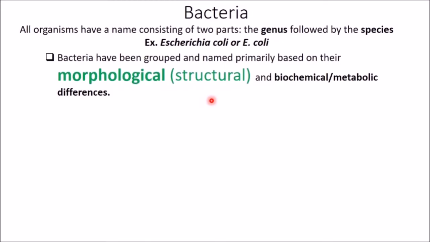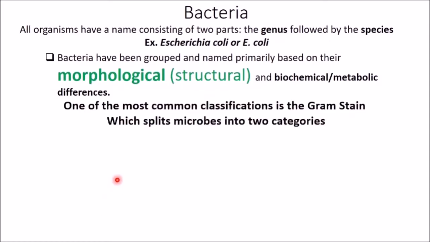Bacteria are further grouped or divided and named primarily based on their morphological or structural and biochemical or metabolic differences. One of the most common classifications is the gram stain. That's one of the common classifications we use, and that splits microbes into two categories.